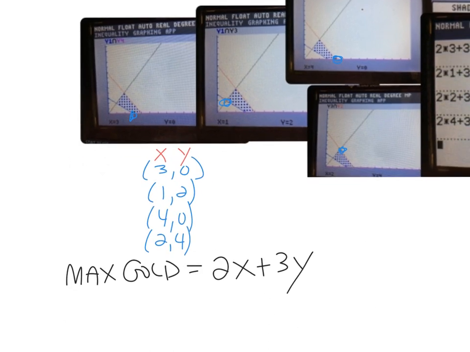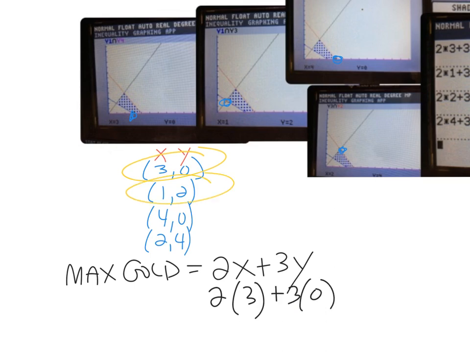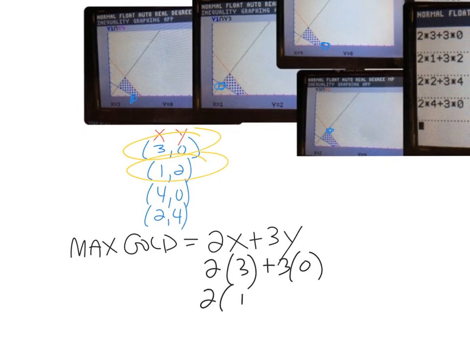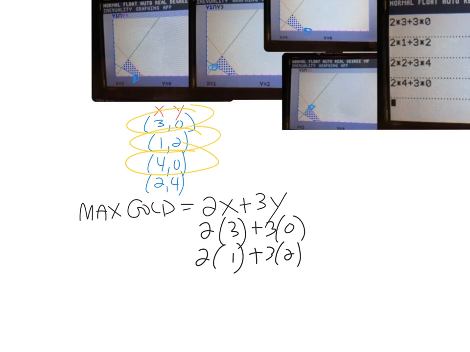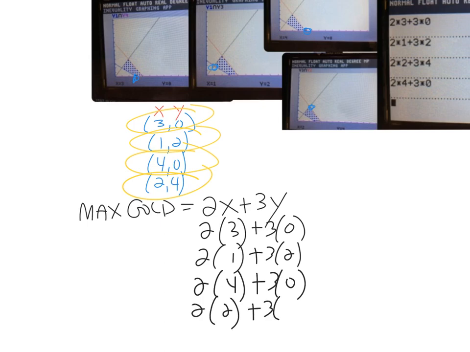So now you're going to, one at a time, plug in your x and y's. So you're going to do 2 times 3 plus 3 times 0 for that first vertex. Then you're going to do 2 times 1 plus 3 times 2 for the second. Then we'll do 2 times 4 plus 3 times 0 for the third. And then finally we'll do 2 times 2 plus 3 times 4. So you plug in each vertex, the x and the y, back into your objective function to answer the question. So we're looking for the maximum value for these four expressions.